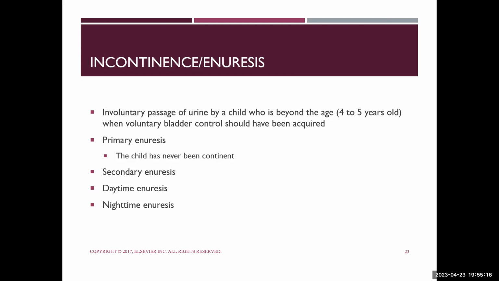Secondary enuresis can be the result of either a hernia or a bladder infection or something like that. Primary enuresis occurs if the child has never been continent. Primary enuresis is usually an indication that there is something structurally wrong with the child's urinary tract. So looking essentially at the urinary tract in some detail is quite important.